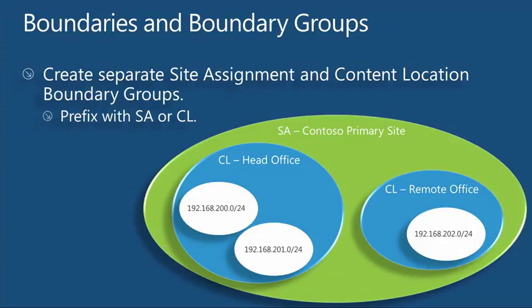So what we've done is we've created one boundary group, we've prefixed it with SA, and just said Contoso primary site. And what we've done under there is we've put all the boundaries that are related to that primary site under there. That means when I look at the console and I want to look at site assignment, I just go to the ones that say SA in front of them. The other ones we've prefixed with CL, so all the boundary groups that are for content location have been prefixed with CL, and then we just assign the boundaries for those ones. And I'll jump out and show you, but that roughly looks like this from a logical point of view.